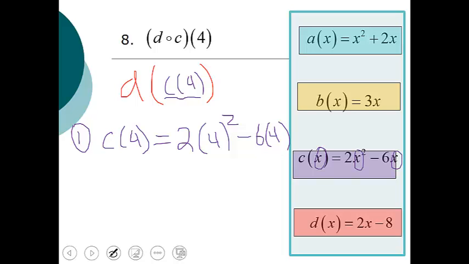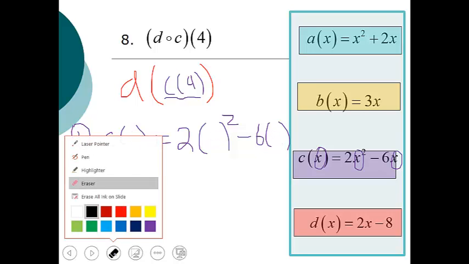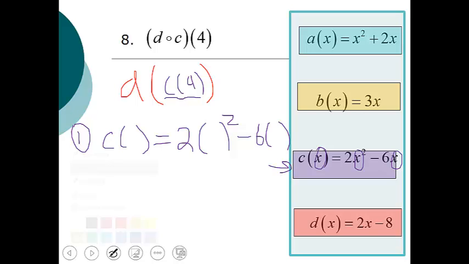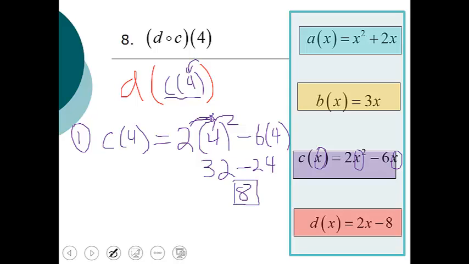My x values, I could easily replace all of these with x values, and it would be the exact same thing as this guy right here. But since I know that my value in place of the x is 4, I'm going to place 4 into each one of these x placeholders. Now I evaluate this. I do the exponent first, and then I multiply by 2, so distributing. That gives me 32, so 16 times 2 is 32, minus 24. That gives me 8.